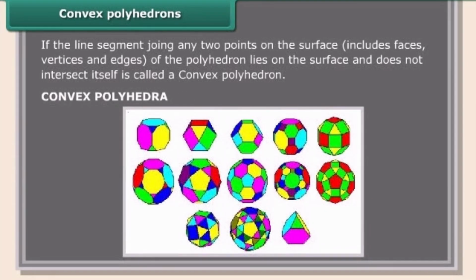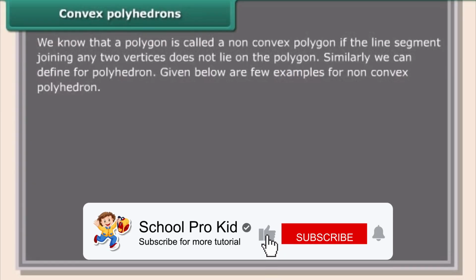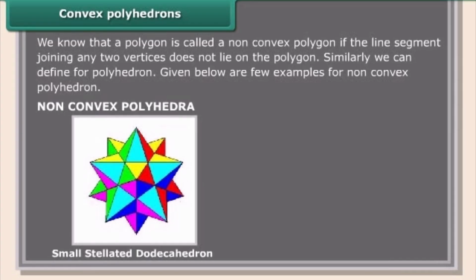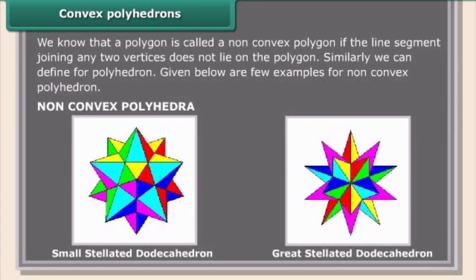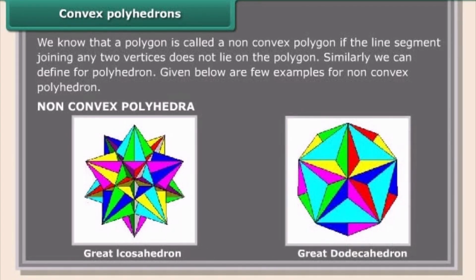Convex polyhedra: we know that a polygon is called a non-convex polygon if the line segment joining any 2 vertices does not lie on the polygon. Similarly, we can define polyhedron. Given below are a few examples for non-convex polyhedron. Non-convex polyhedra: small stellated dodecahedron, great stellated dodecahedron, great icosahedron, great dodecahedron.